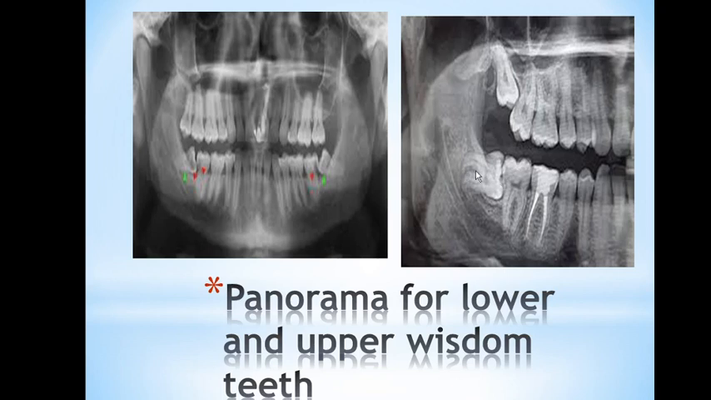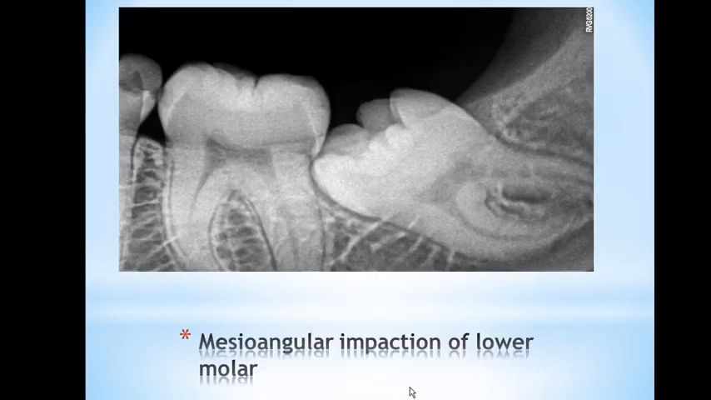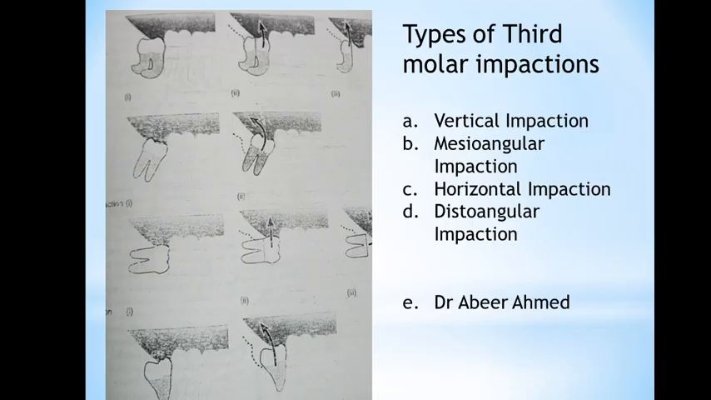So here we have this vertical, also we have this horizontal wisdom tooth, and here we have a mesoangular wisdom tooth. Panorama is very important for lower and upper wisdom teeth before extraction. Here we have mesoangular impaction for a lower molar. These are the three types. I'm going to talk about each type now, and what we are going to do and how we are going to remove each tooth.